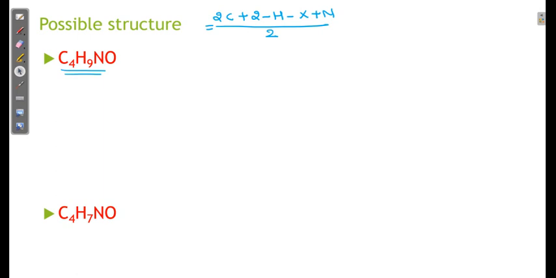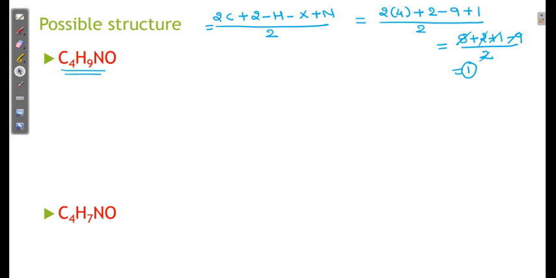Okay, if we see here from that, then we come to the 2 into 4 plus 2 minus 9. Oxygen is not to be taken, nitrogen is 1 divided by 2. So if we see here 8 plus 2 plus 1 minus 9 divided by 2, it is going to be cancelled out, and 2 is 2 and we are getting a 1. Degree of unsaturation is 1.